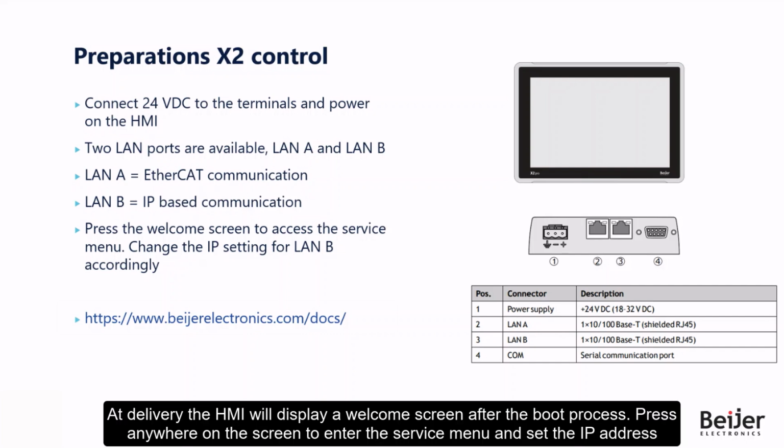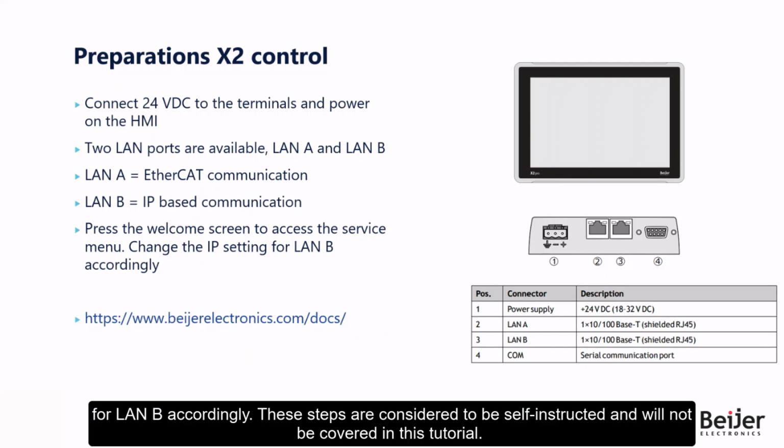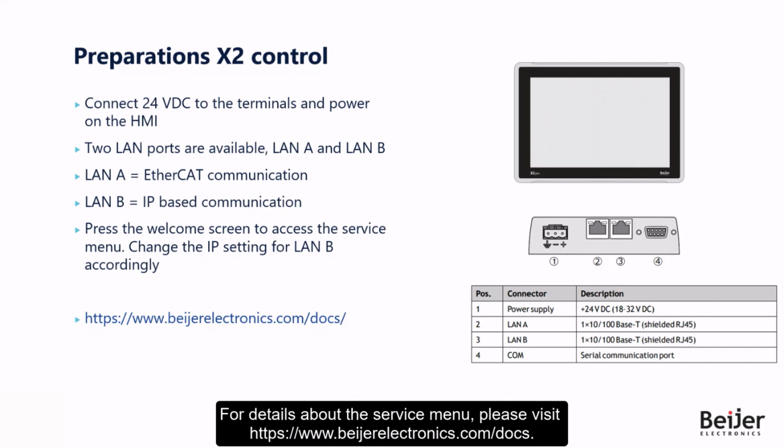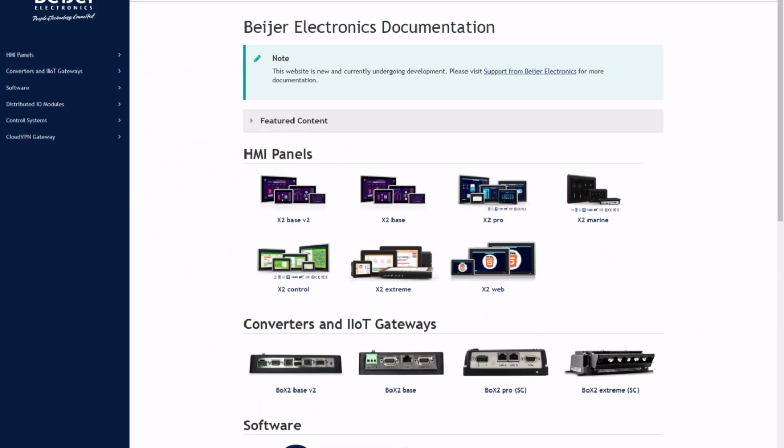At delivery, the HMI will display a welcome screen after the boot process. Press anywhere on the screen to enter the service menu and set the IP address for LAN B accordingly. These steps are considered to be self-instructed and will not be covered in this tutorial. For details about the service menu, please visit https://www.buyerelectronics.com/docs.